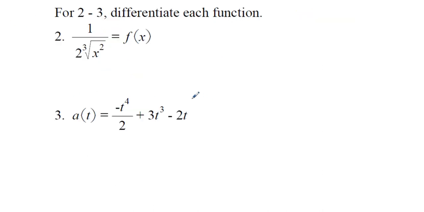Okay. Next, for 2 and 3, differentiate each function. And again, we have a function that is in radical form. In order to use the power rule, it's necessary to change a radical form into a rational form, and f of x is going to be equal to 1/2, and we have a cube root of x squared, so that's going to be x to the power of negative 2/3. Okay, so that's just what we call a calculus-friendly rewrite.